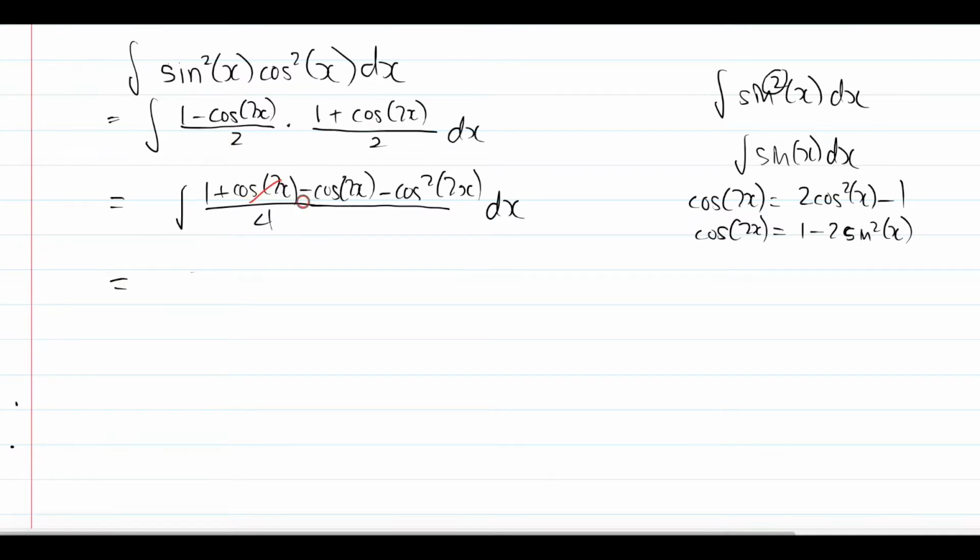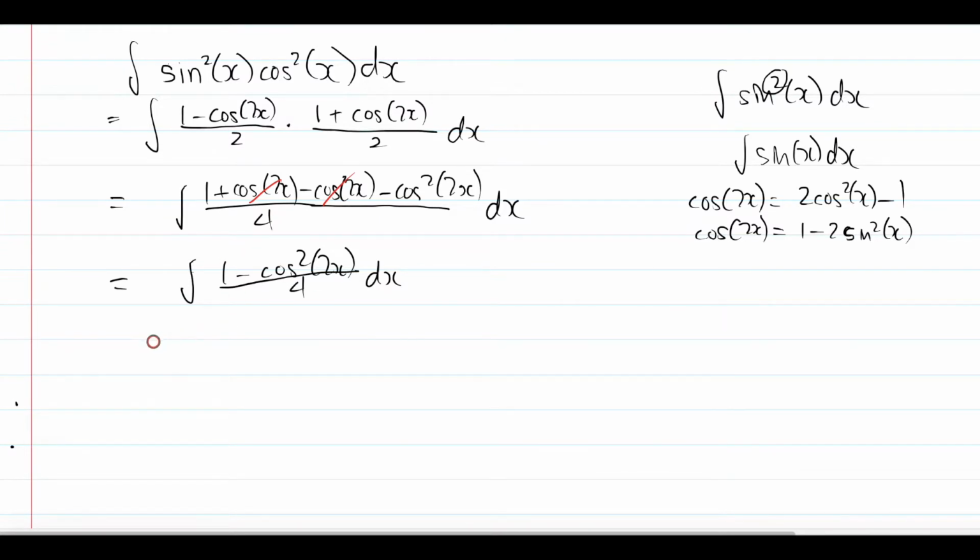Okay, so you can cancel out the positive cos 2x and you cancel out the negative cos 2x, and you end up with 1 minus cos squared 2x divided by 4. You can bring the 4 out of the integrand if you want, but in this case, you can also leave it if you want.